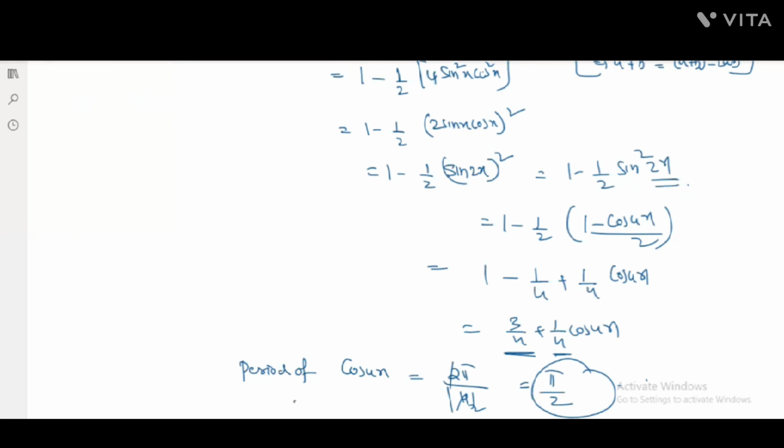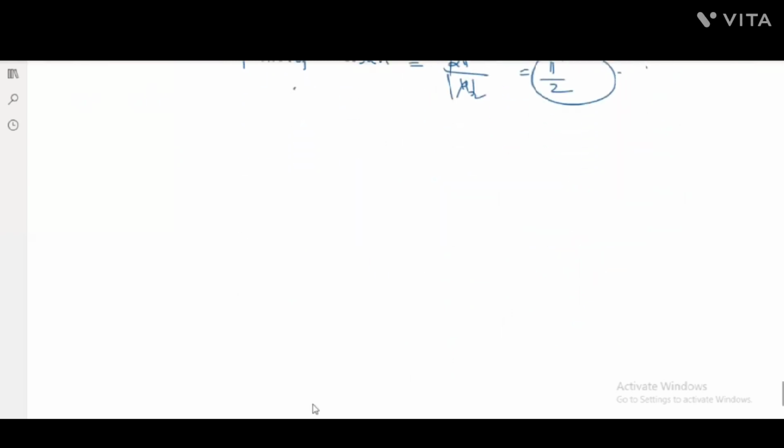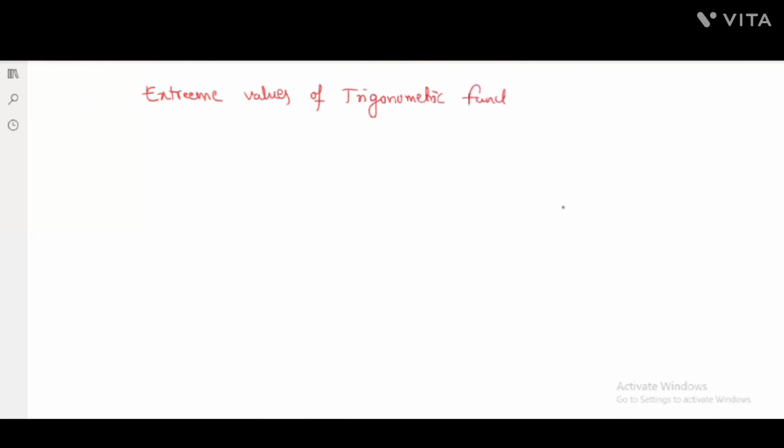So now, extreme values of trigonometric functions. Let's see what the extreme values of trigonometric functions are.